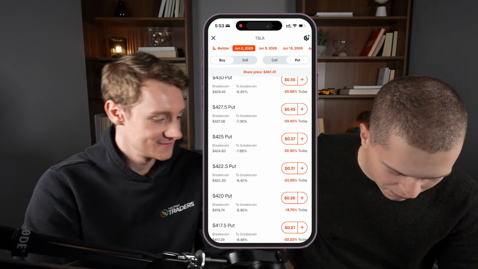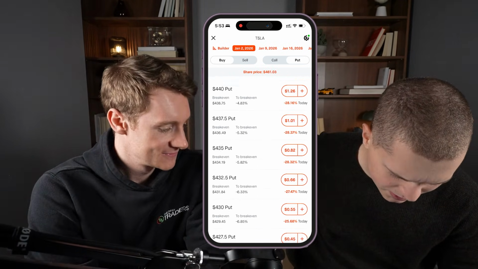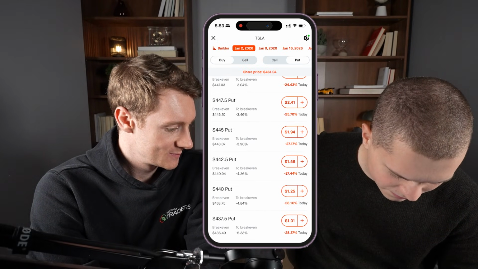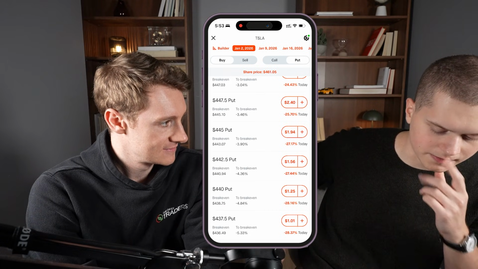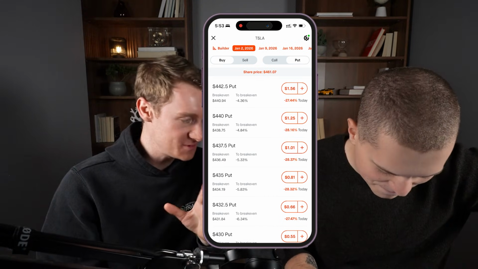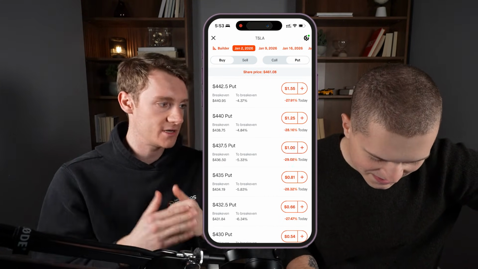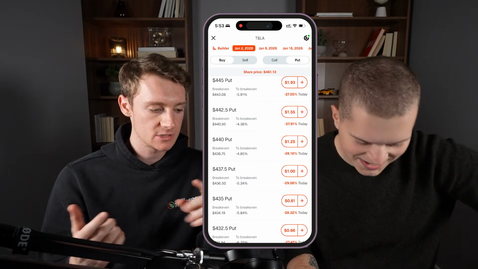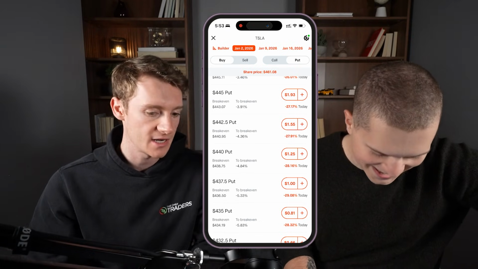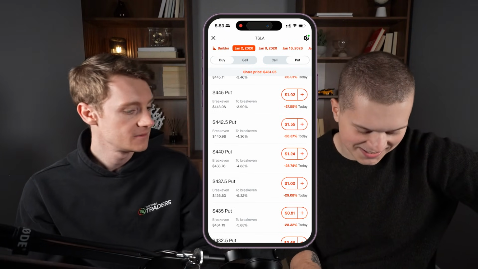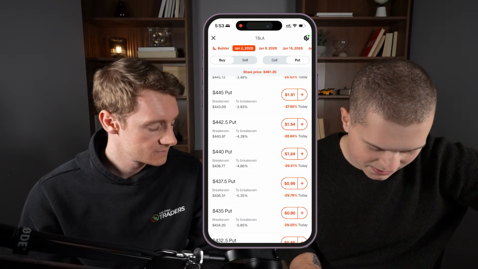I would go in the middle somewhere. So I guess we could go for 445 and buy 2 of these. Again, we're trying to simulate what a beginner would do, which is come in with their $500 account and throw it all on some random option contracts without knowing anything. So I guess 2 of these.